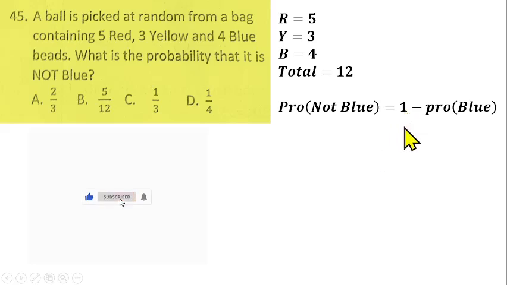So that will be 1 minus the probability of blue. Because in probability, the probability of success plus the probability of failure gives us 1. If the probability of blue is 4 out of 12, then the probability of not blue will be 1 minus 4 over 12, which gives 1 minus 1 over 3. That gives us 2 over 3, which is option A.